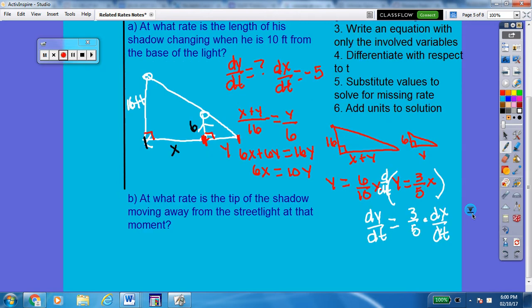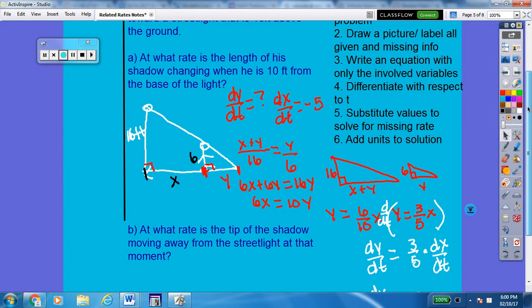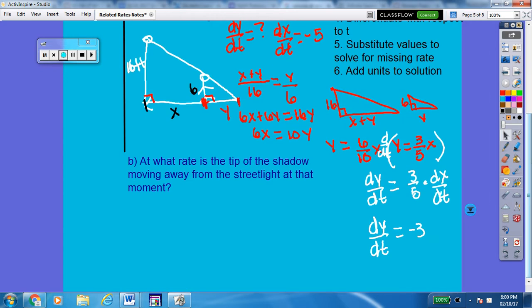And keep going down here. So dy/dt will equal 3/5 times 5, or negative 5, excuse me. That's what dx/dt equals. So it'll end up being -3. And our units are going to be feet per second. And I'm done. That's how you do this one. This one's a lot easier than the conical tank one.